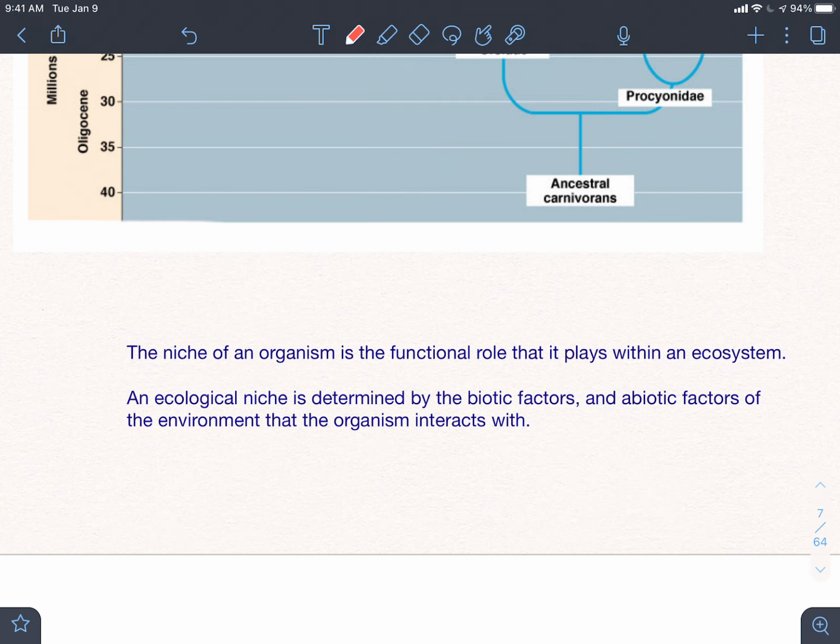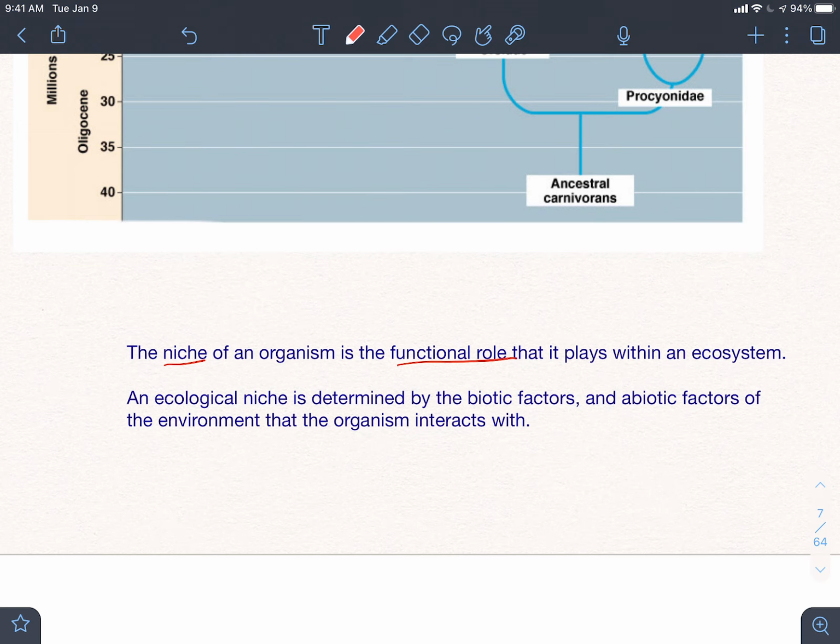Now, I did not mention the word niche. So a niche of an organism is the functional role that it plays within an ecosystem. Sometimes that's easier to understand if you think about some of the examples we talk about sometimes in grade school, like a predator. A predator has a certain niche. It hunts and it consumes. But when we talk about niches in evolutionary biology or ecology, we really want to get into all those details. So like, who is it hunting? Who is it eating? All those details.